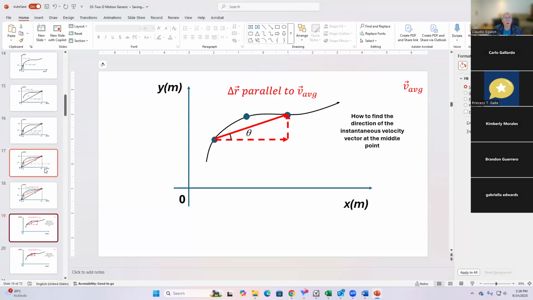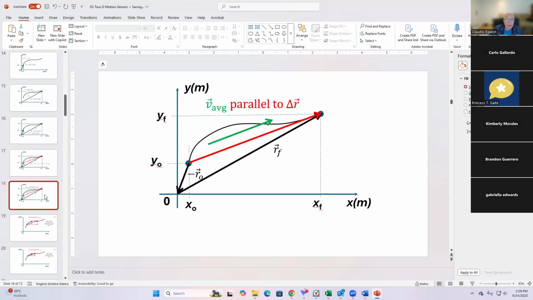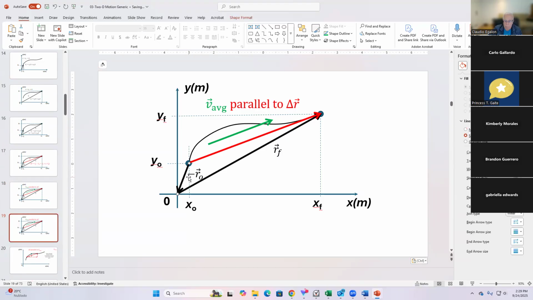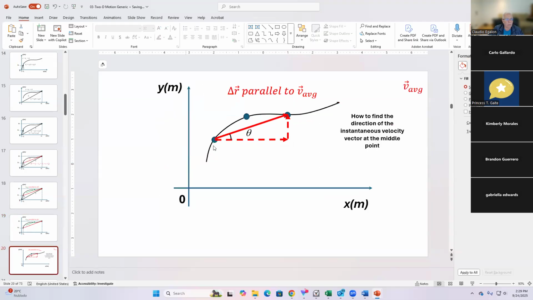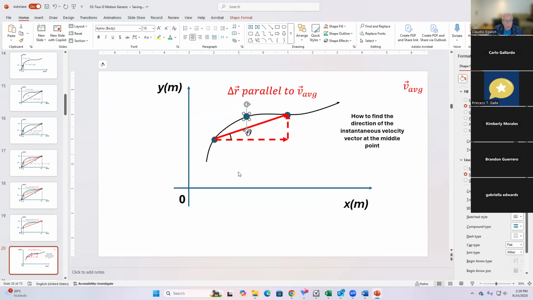Okay, what do I do? I make this interval right in here smaller and smaller. We initially had this one here, right? I'm gonna take it out, take it out, take it out. We initially had this point right here.